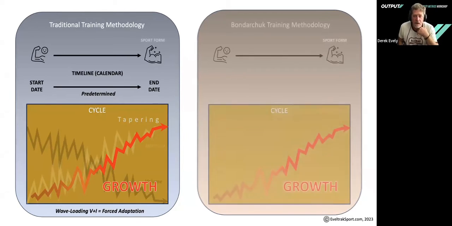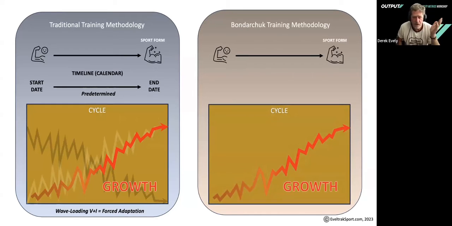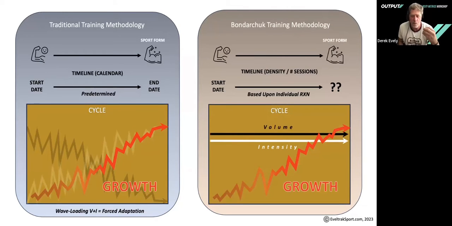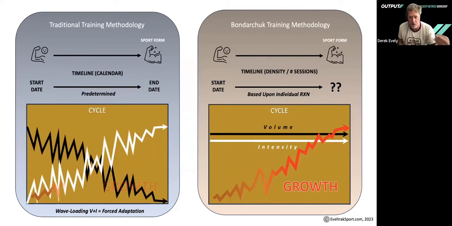Okay. In the Bondarchuk system, we want to achieve sport form like everybody else at the end of our cycle. We're trying to get growth in the cycle. However, we base it not upon the calendar per se, but we base it upon an individual's reaction to training. And to do that, we do not wave load volume and intensity like you do in a traditional program. The volume and intensity, or the load that we have, is flatlined. Okay.